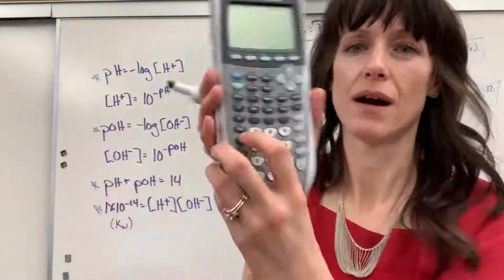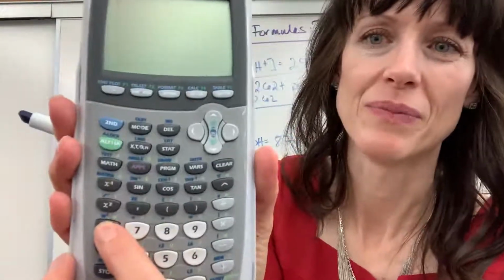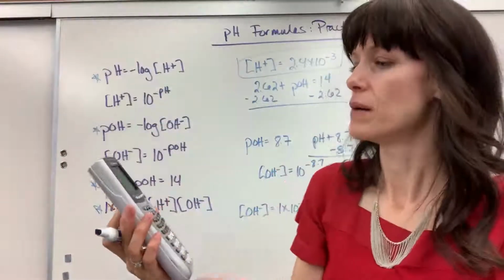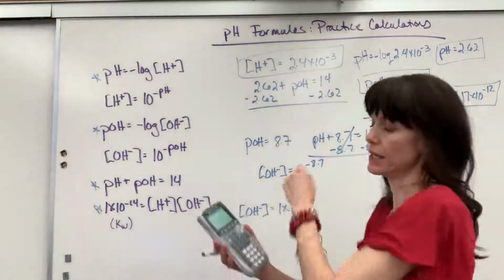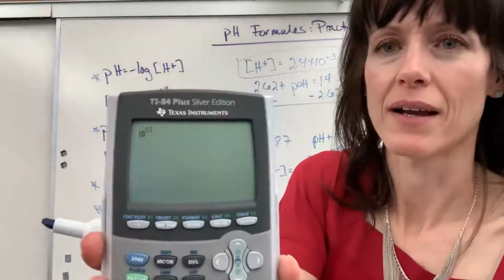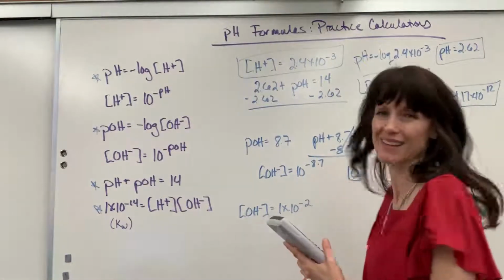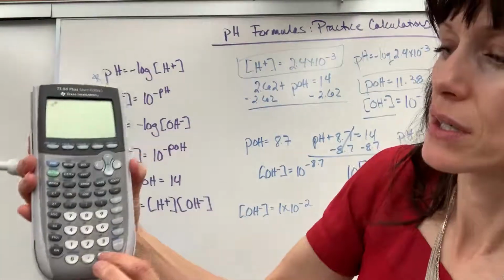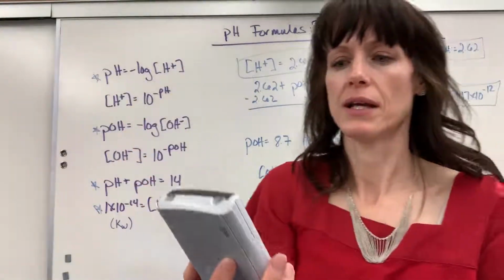So I told you, log is just a button on the calculator right there. Right above it, in that little blue, is 10 to the x. To get that base 10, I'm going to do the second log, and what comes up on my calculator is that little 10 with the blinking box. So I'm going to enter negative 8.7, and let's hit enter.